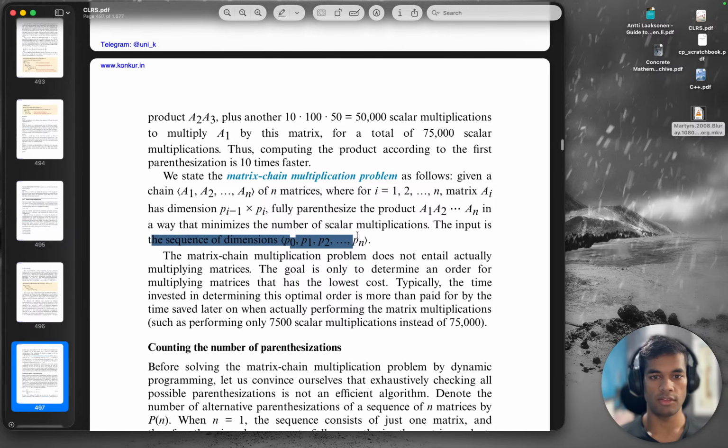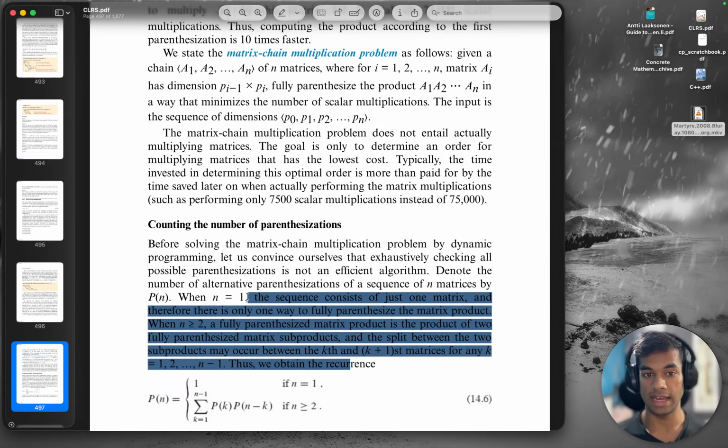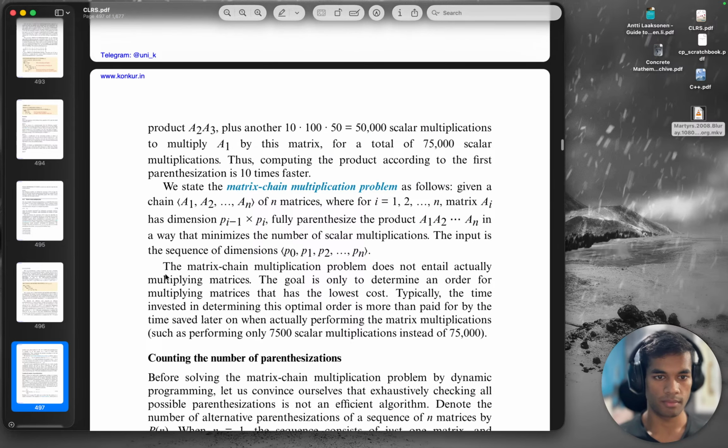The input is the sequence of dimensions. So we have been given an array. We will look at that later. First, we will try to solve it on our own.